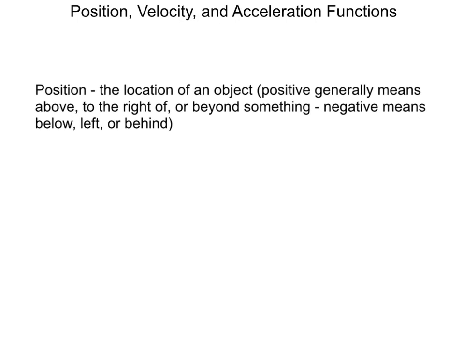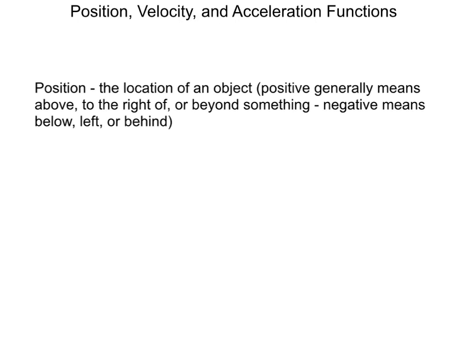So the position of an object is basically just the location of that object. Generally speaking, if it's positive, it means the object is above something, or to the right of something, or beyond something. And if it's negative, it means it's below it, or it's to the left of it, it's behind it. Right? So if somebody says, let's say P of 5 equals 17, generally speaking, this means that at time 5, the position of the object is 17.